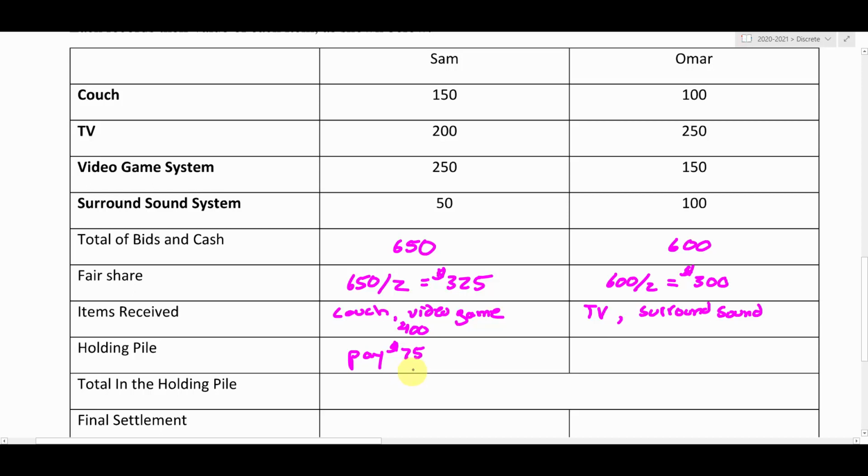And the holding pile is just this fictitious pile of cash that is created by the parties when they pay into the holding pile.